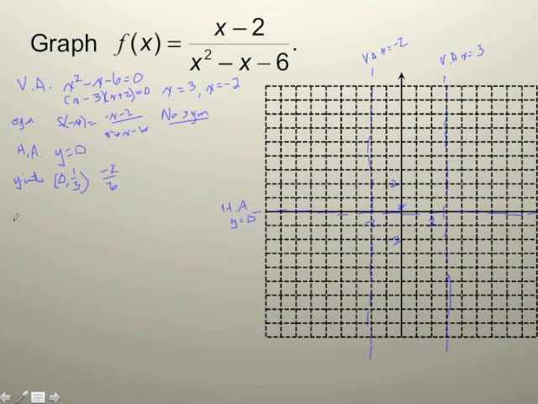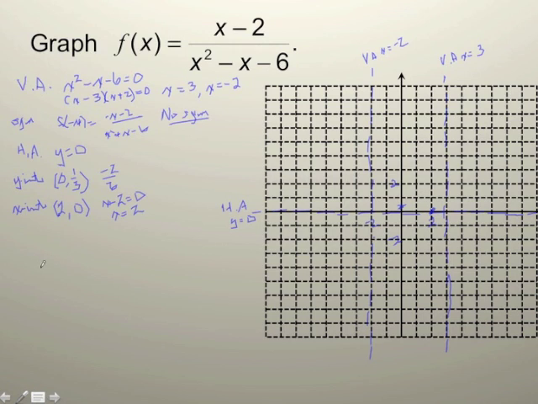Now we want to find the x-intercept. For the x-intercept, we need the function to equal 0. And when we do that, it's really the numerator that equals 0. So the numerator x minus 2 equals 0. x equals 2. So 2, 0 is an x-intercept.